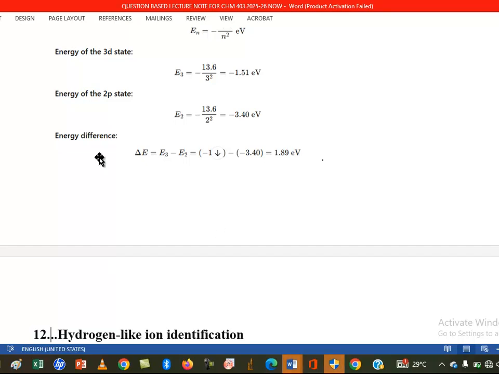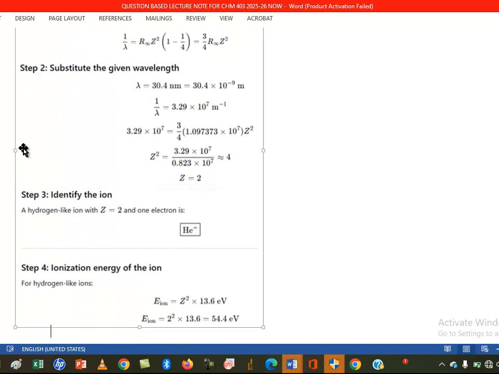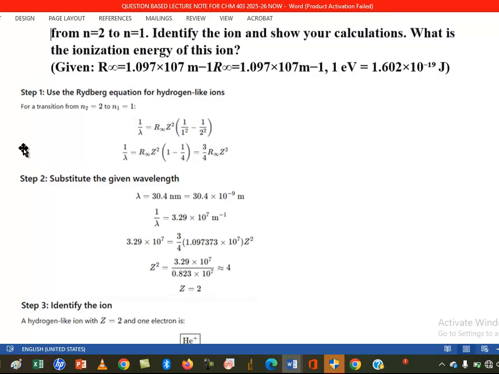Bearing that in mind, the energy difference will now be delta E is equal to E3 minus E2, which is equal to minus 1.51 minus minus 3.4, and that gives us 1.89 electron volts. Now to question 12.